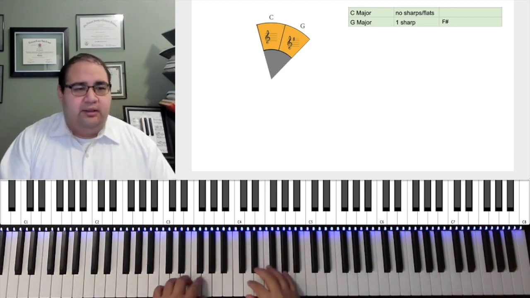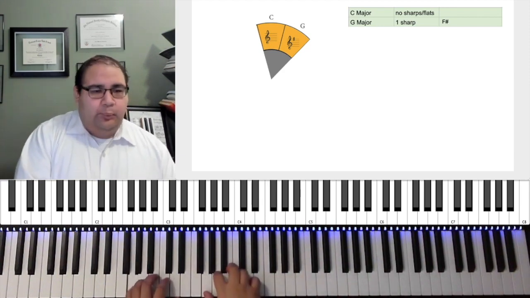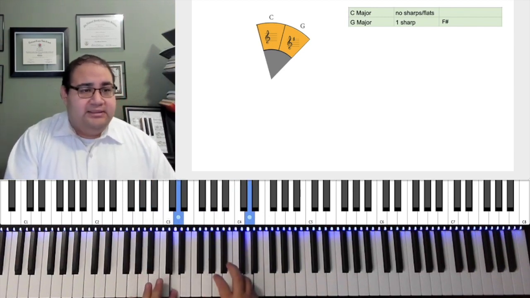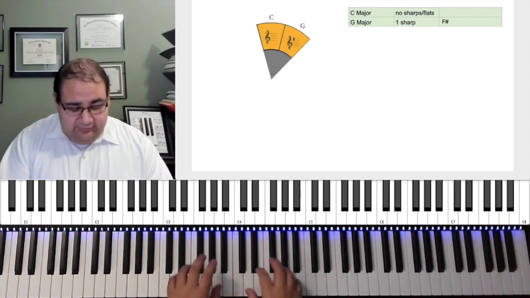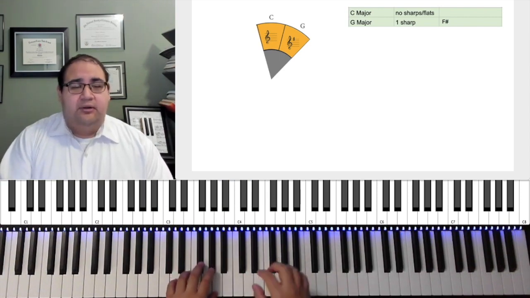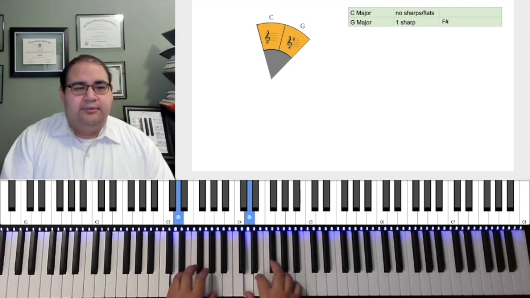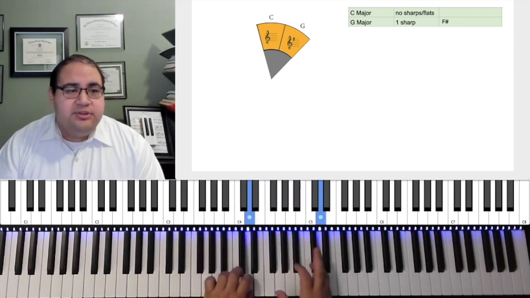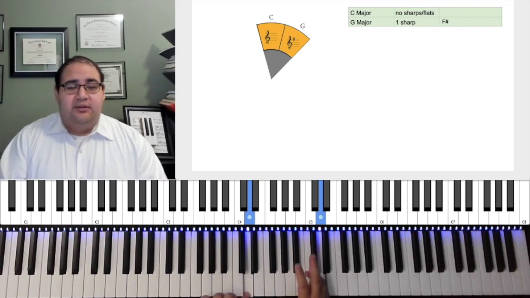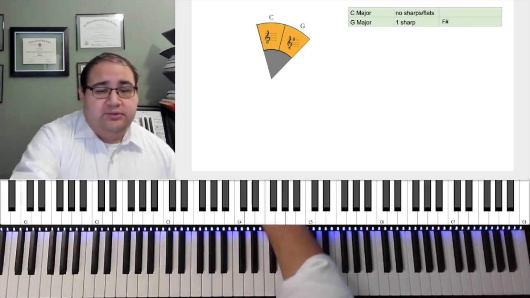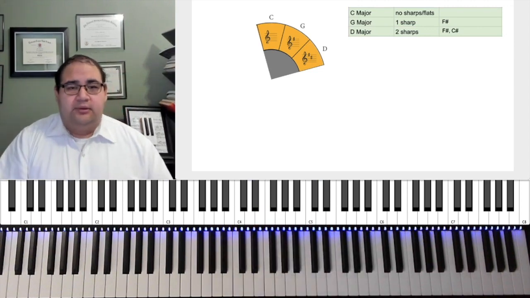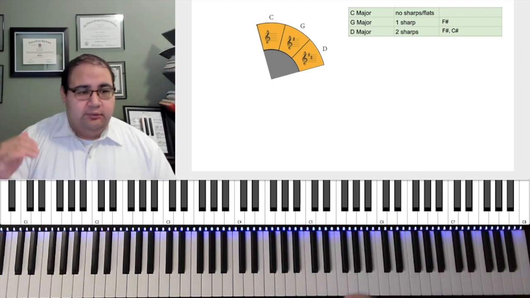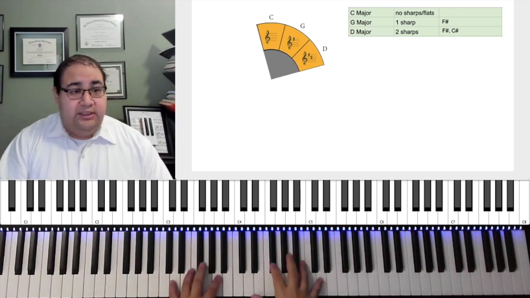Now that we built the scale on G major, let's find the fifth. 1, 2, 3, 4, 5 is going to be D. If I build a scale on D major using whole step, half step, there are 2 sharps in this key signature. So I'm going to put it right next to G major in our little clock. From C to G is plus 1 sharp, G to D is plus 1, and we're going to repeat the process.